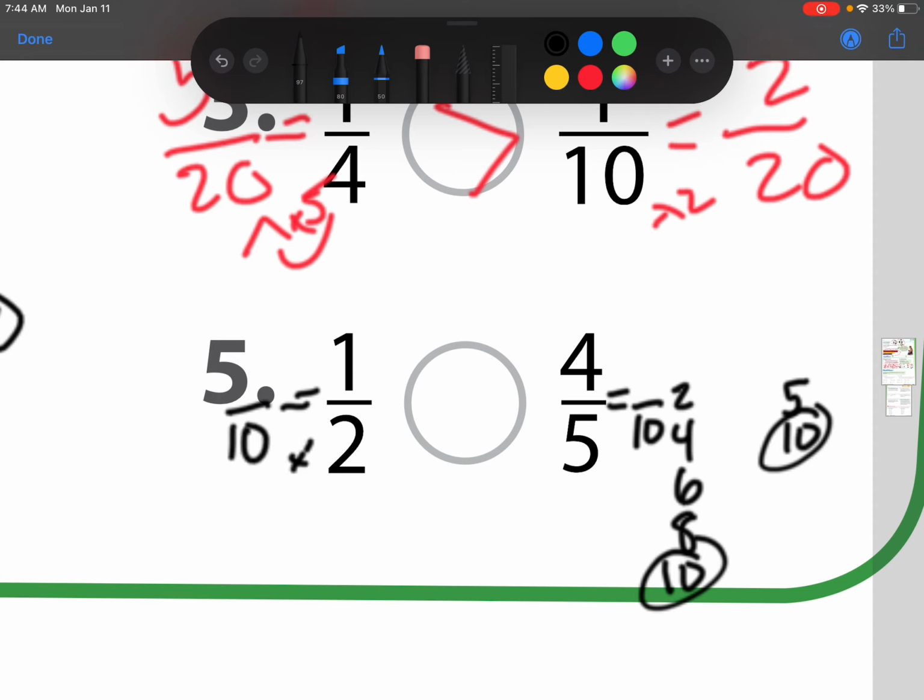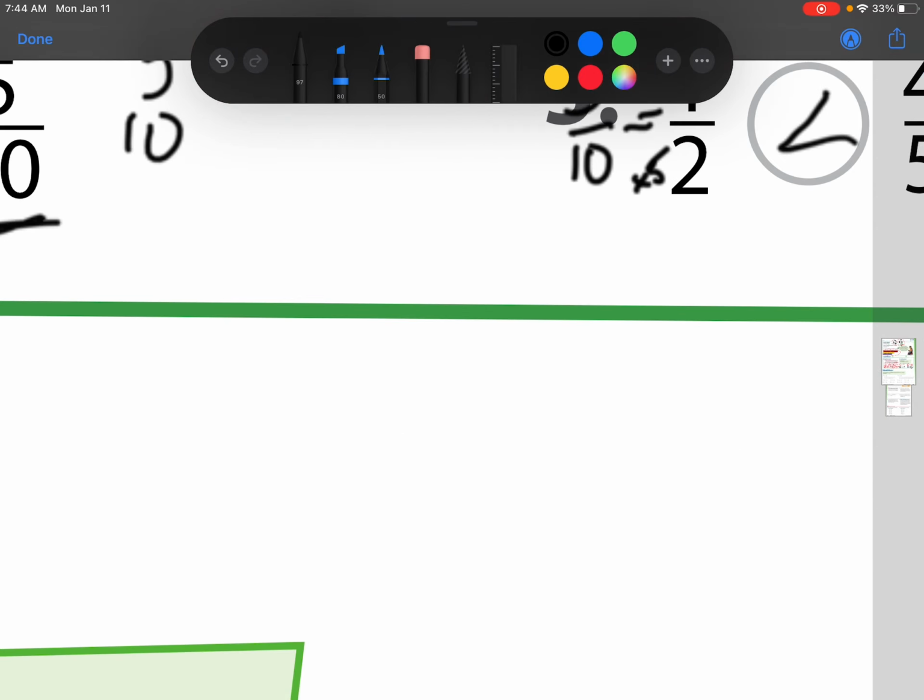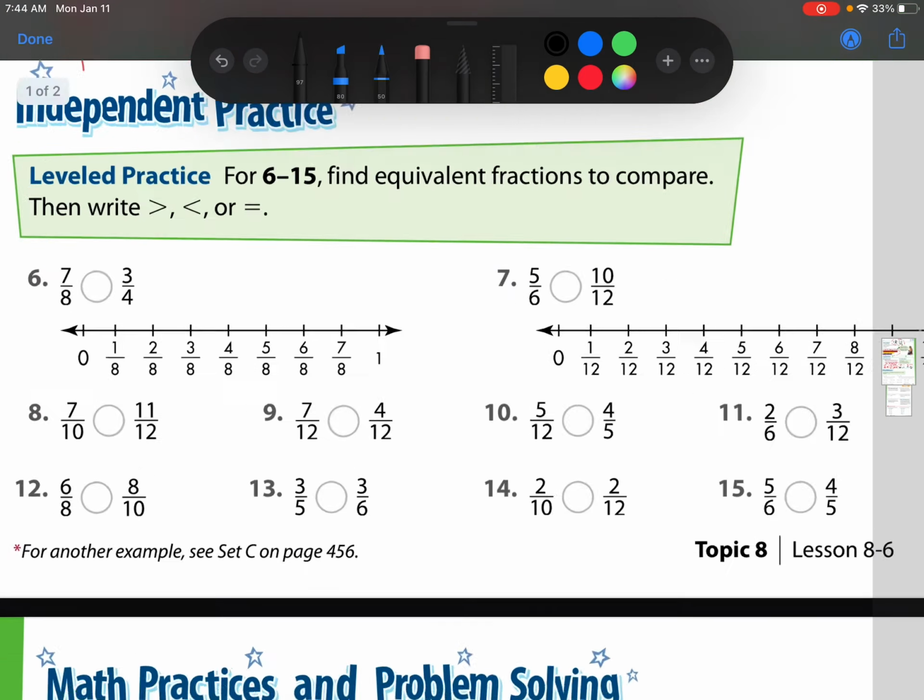So this was times 5, this was times 5, so this is going to be 5/10. This is going to be times 2, 8/10. Which one is bigger? Well, 8/10 is bigger. So now let's head off to number 6.